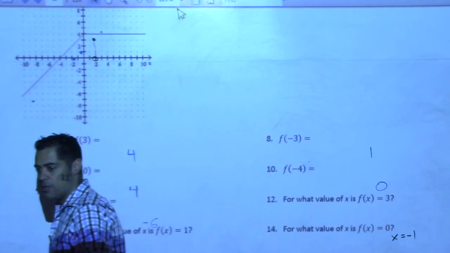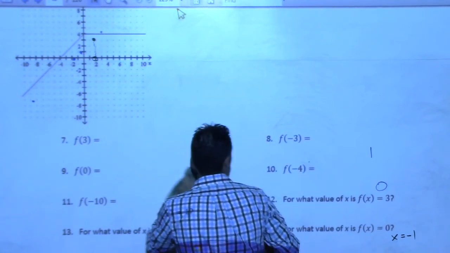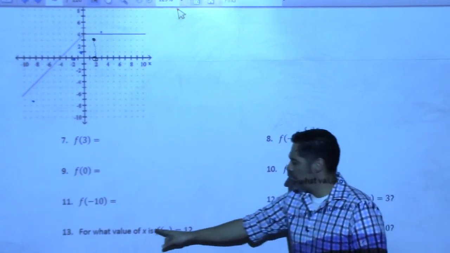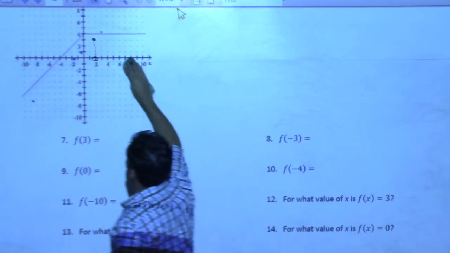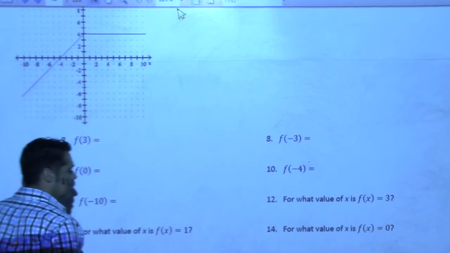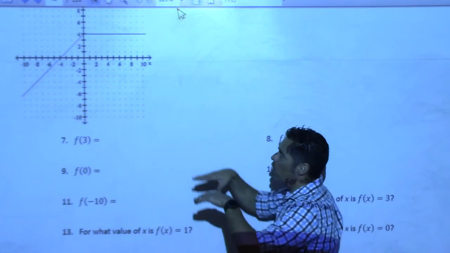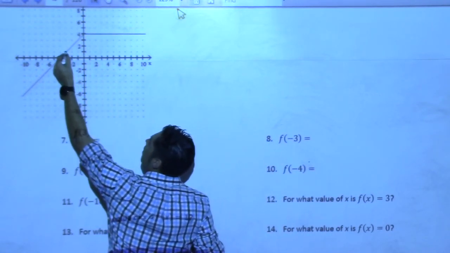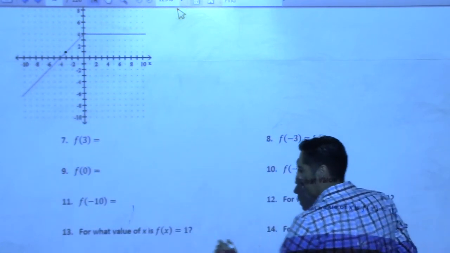Sir, you ready? You got number 13. So for what value of x is the function 1? -3? What do y'all think? Yes or no? Okay, let's see. So you're looking at where the function is 1 unit high. Here's 1 unit up. You went over here, you said there, and then you came back down to the x-axis, and it looks like -3. I agree. X is -3.